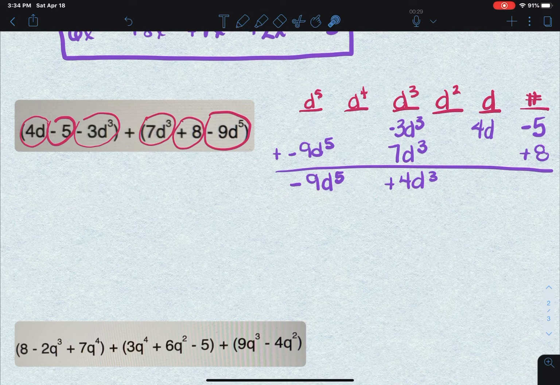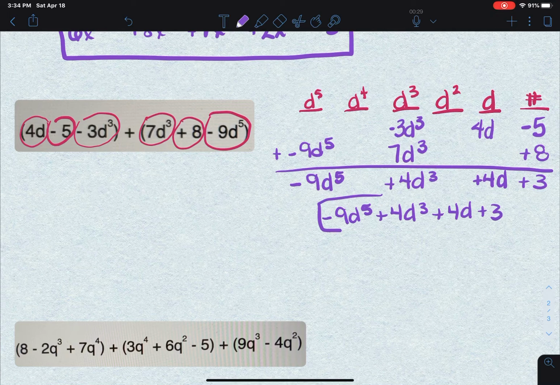This doesn't have anything in it, so I can ignore that. This 4d is the only thing in that column, so I'm going to bring it down. And then in this last column, I have negative 5 plus 8. So it's going to be positive 3. So if you want to write that and put them closer together, so terms are right next to each other instead of those open spots, you can do that.